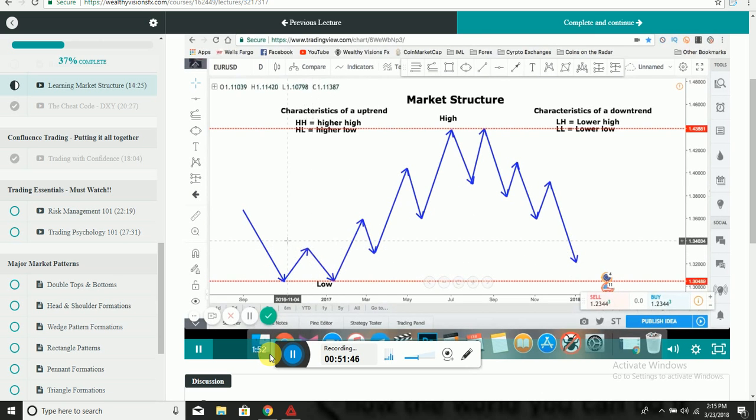Based off of this example right here, this is a downtrend. We found a low, we double bottomed off of the low, and this structure level was not broken. That's key. This structure level was not broken.